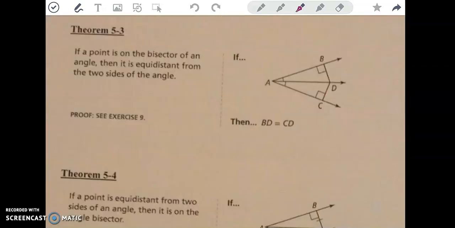Now we're going to have a couple more theorems to talk about. Most of this whole chapter is going to be relationships of triangles. So it says if a point is on the bisector of an angle, then it is equidistant from the two sides of the angle. Then BD is equal to CD. So basically it's saying this is going to be the same as this. So if CD was 4, then BD also is going to be 4.